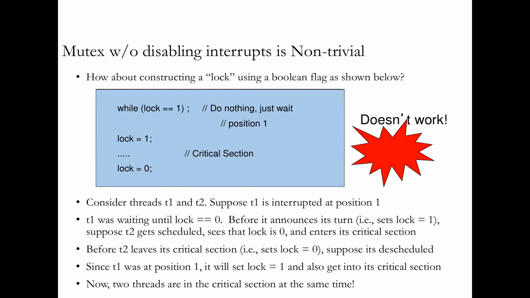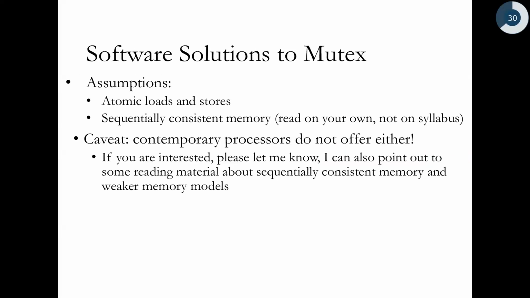Okay, so this doesn't work. So what can we do then? Well, putting aside that we can have some hardware support, which we'll discuss a little bit later, there are some software solutions to the mutual exclusion problem. So what we can have is a purely algorithmic solution which just uses loads and stores. But it will have some additional assumptions.